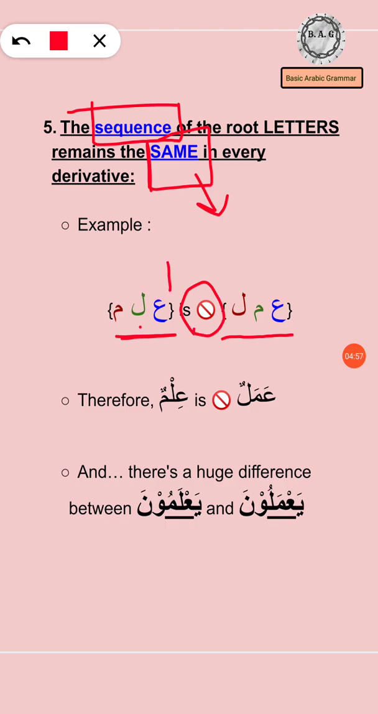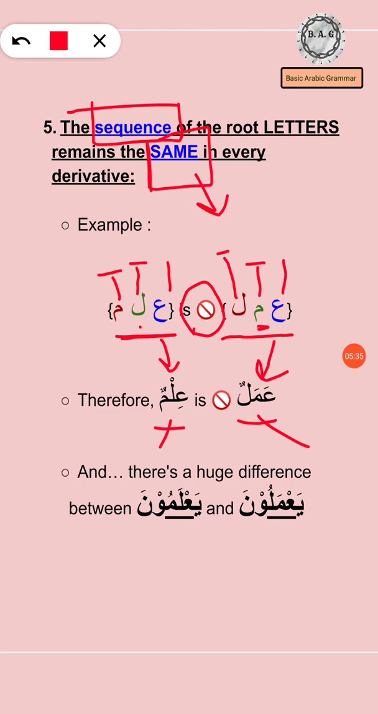N is our first root letter over here as well as here. Lam is our second root letter here, but here Mim is our second root letter. Okay, and Mim here is our third root letter, and Lam here is our third root letter. So the root word from each of these is ilmun and amalun respectively. Okay, and we all know that ilmun is not equal to amalun. Ilmun is knowledge, amalun is a deed or action.